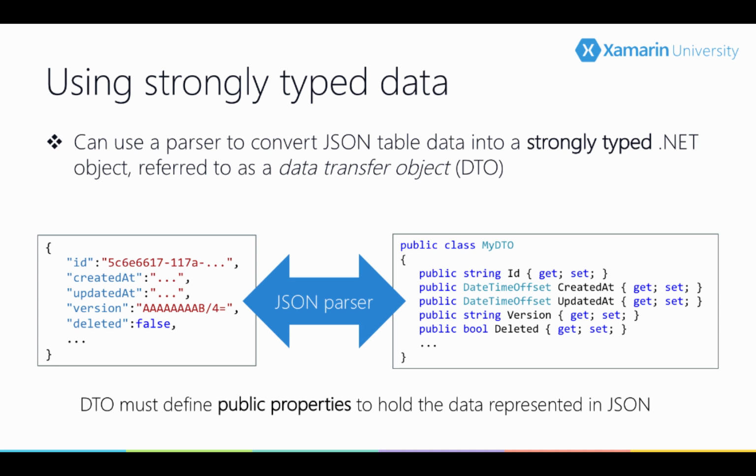Now instead, like most developers, we prefer to work with strongly typed data. And if you know exactly what you're working with and know what fields you want to use in your client application, then you can create a data transfer object, also known as a DTO, to represent the data. And this is where we define a .NET object that conforms to the shape of the JSON and has public properties that match up to the expected fields in the JSON object. And we can then use a JSON parser like the Newtonsoft.Json library to convert our object to and from JSON. But it turns out that the mobile service client has this support built in.